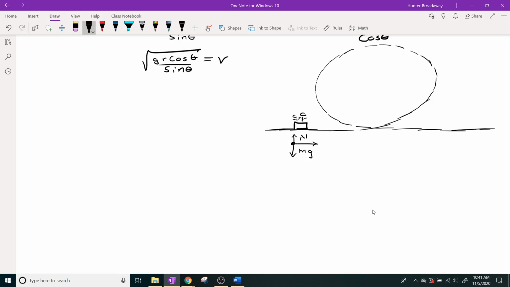Okay, so we're going to assume that we have an applied force pushing it forward and an equal frictional force pulling it backwards. We're going to assume that through this entire process the applied force and the frictional force end up canceling each other out. They stay the same. And we're going to be going in a circle.